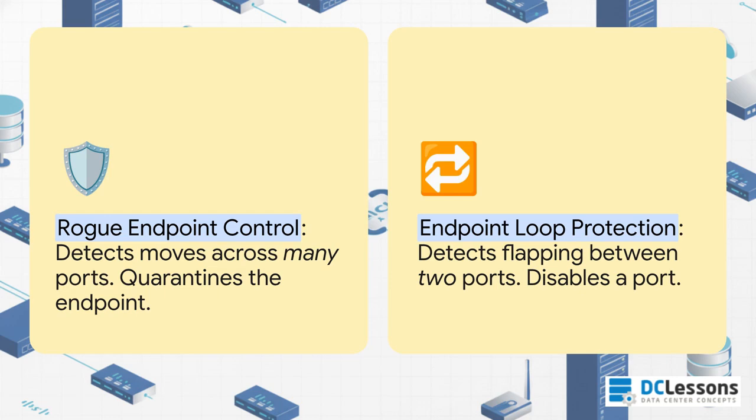But here's the key takeaway from Cisco. Generally, you should enable rogue endpoint control instead of endpoint loop protection. Why? Because it often catches the same problems while being a little less aggressive. It's a subtle but very important choice.